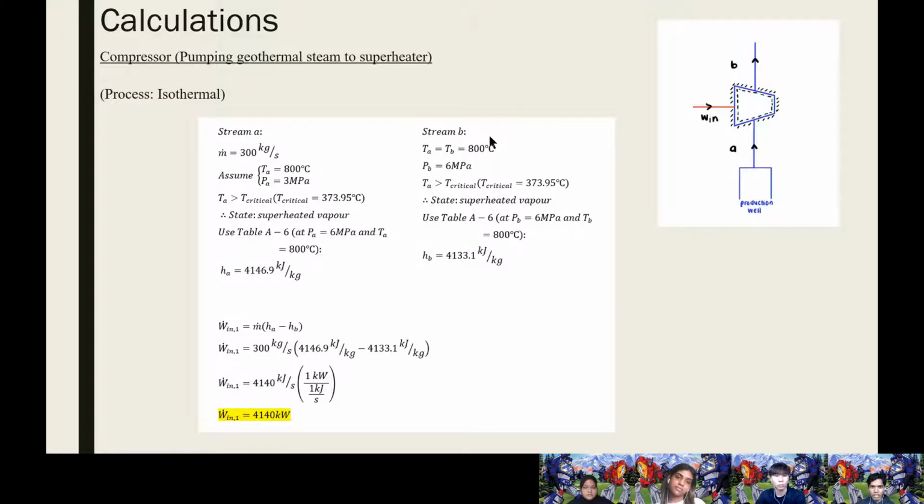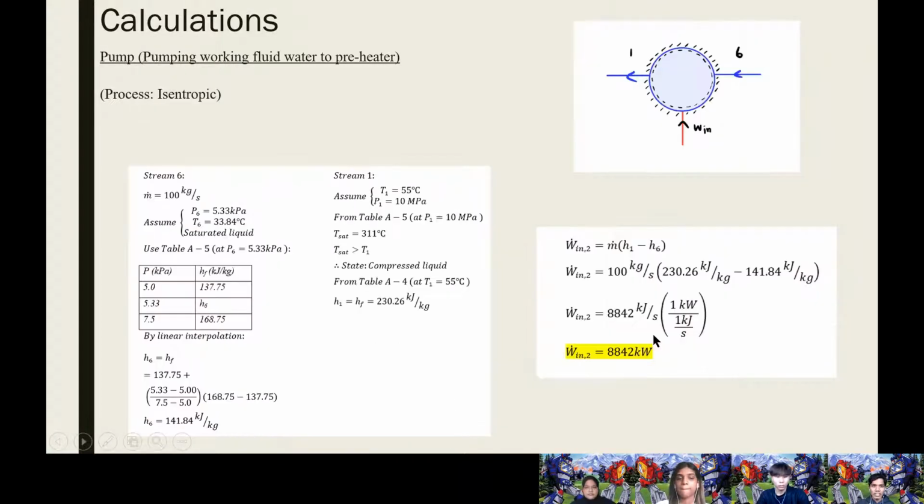And for stream B, it is isothermal, so TA equals TB equals 800 degrees Celsius. And the pressure for stream B is assumed at 6 megapascal. And again, the state is superheated vapor, and we use table E6 to find the enthalpy of stream B, which is 4133.1 kilojoule per kilogram. And the work in for the compressor is found at 4140 kilowatt. And next is the pump, which will pump the working fluid water to the preheater.